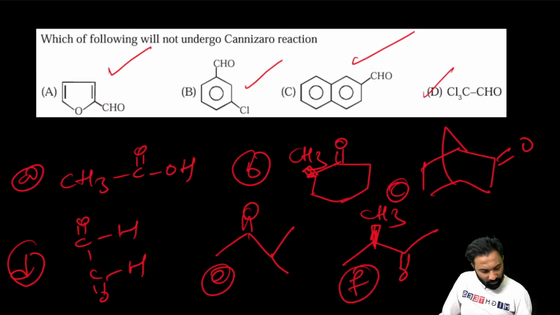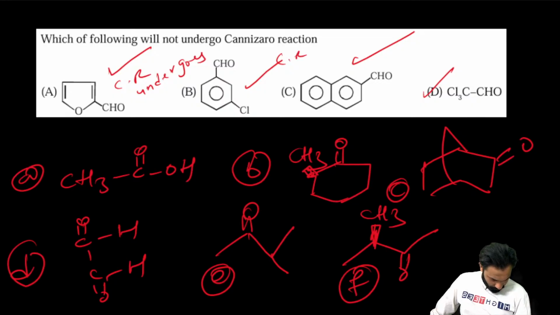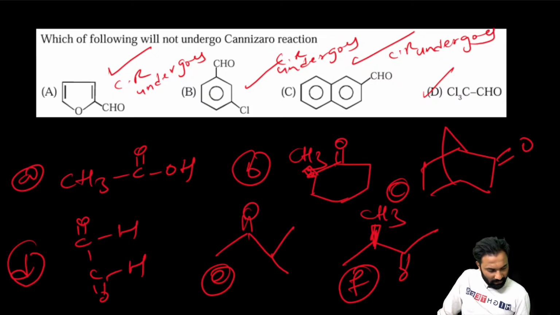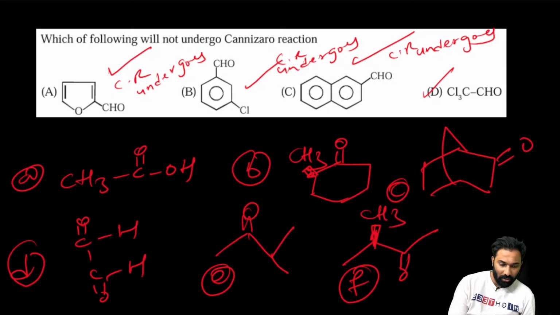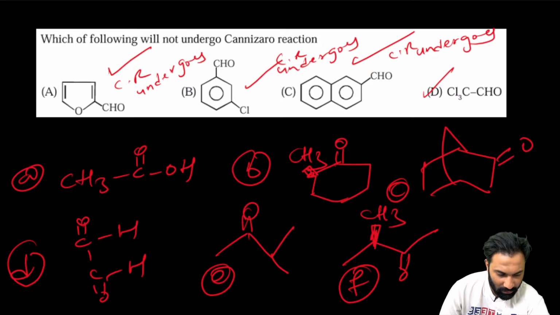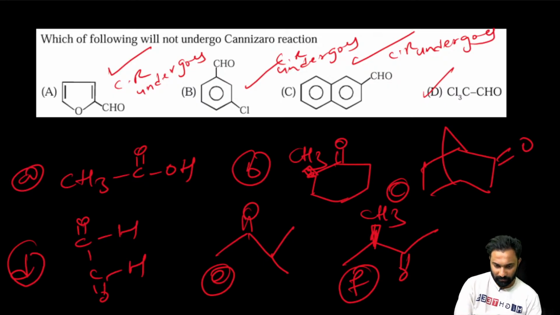Tell me, how many of the following will give the Cannizzaro? A, B, C, D, E, F. Among A, B, C, D, E, F, how many of the following will undergo the Cannizzaro reaction? Be fast.